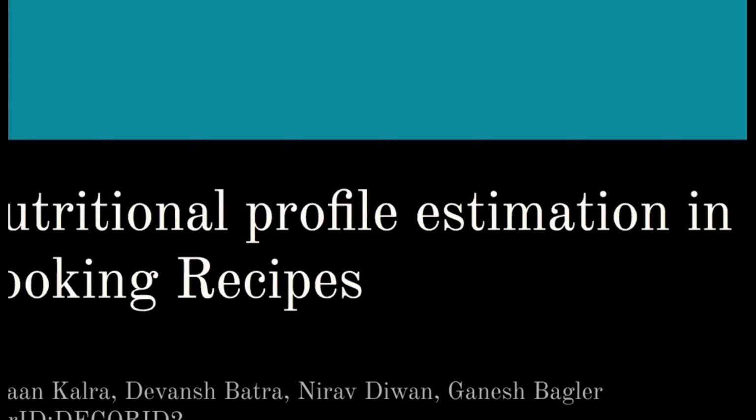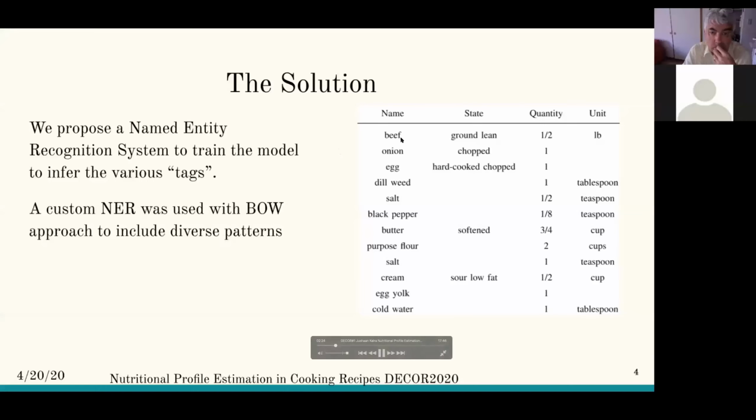An important point about the NER that we made and used is that we used a bag of words approach, wherein we tagged all the words with POS tagging, which is part of speech tagging, and we made a vector of those tags, and then we clustered those vectors to get more diverse patterns, so that we don't miss out on some specific patterns that a custom NER does not recognize.